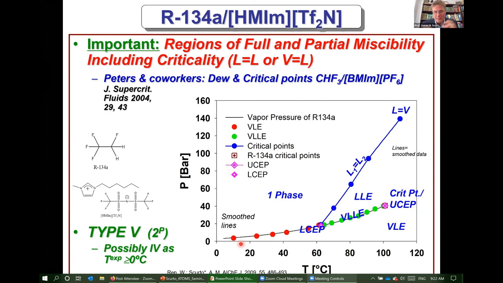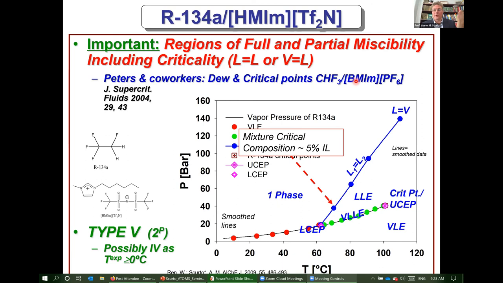So again, now we have aspects where there is some ionic liquid in some of these other phases. We have a mixture critical point, say here at 75 degrees, that's around 5% of the ionic liquid. And this goes along with other hydrofluorocarbons, namely fluoroform, that Cor Peters showed actually had dew points and critical points with this particular ionic liquid, BMIM-PF6. So again, much more interesting and diverse phase behavior going from CO2 to a more polar R134A gas.